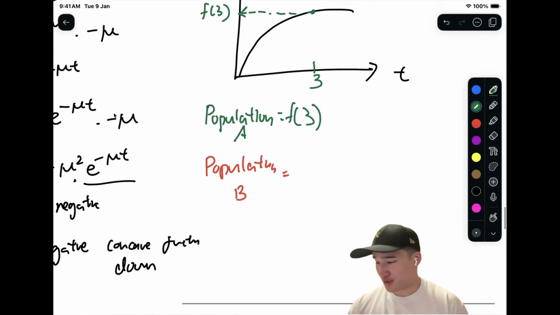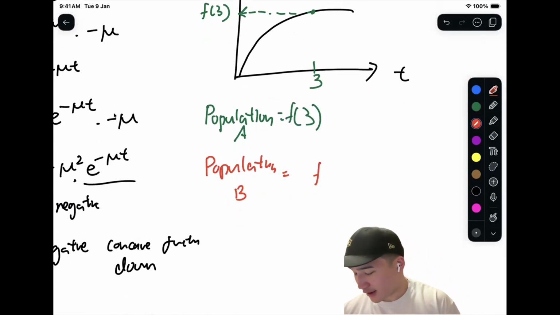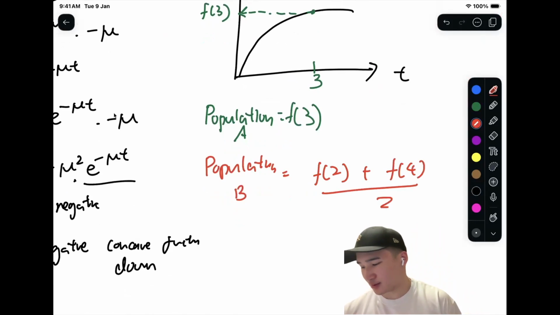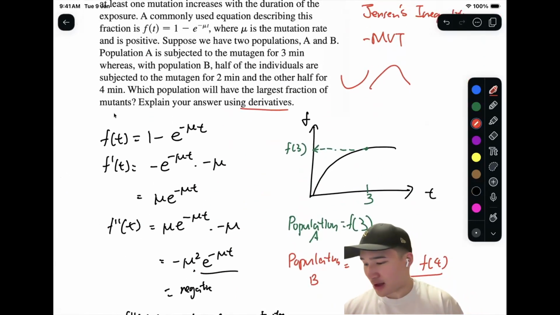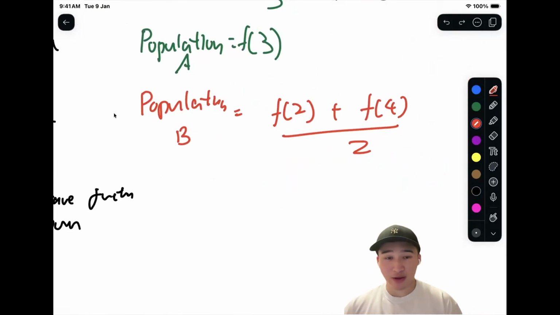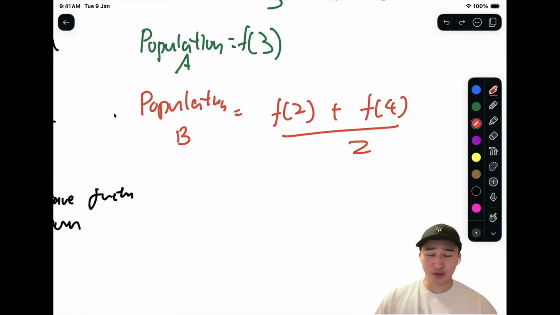So I don't want you guys to get confused. Now we have F2 plus F4 divided by 2. Where do we get this from? We know from our question that half is going to be spent on 2 minutes, and the other half is going to be spent on 4 minutes. That's why we have F2 plus F4 divided by 2.